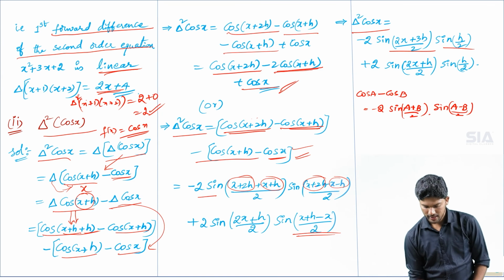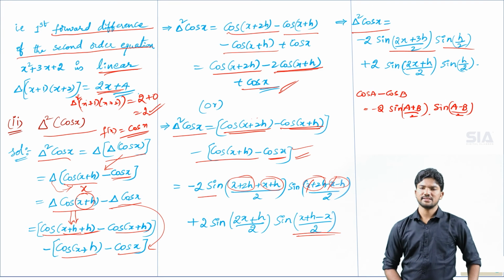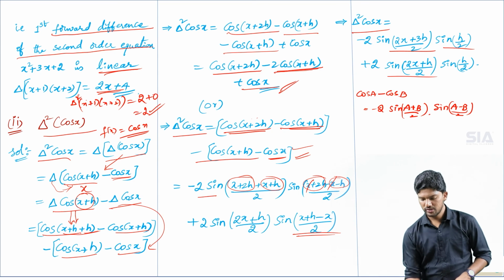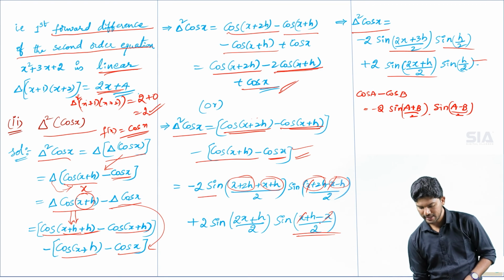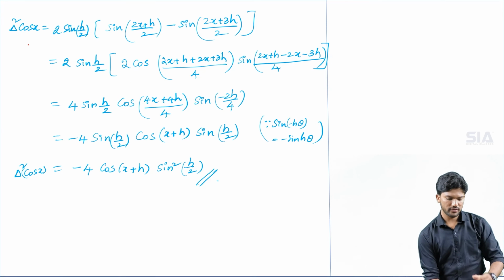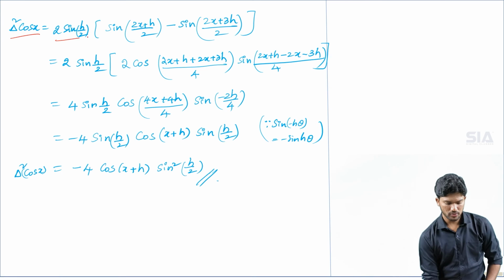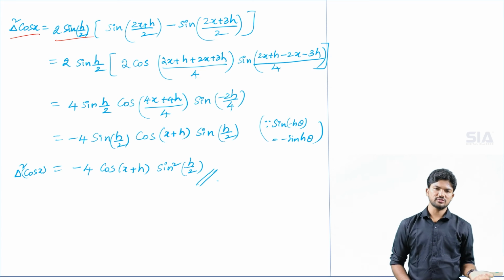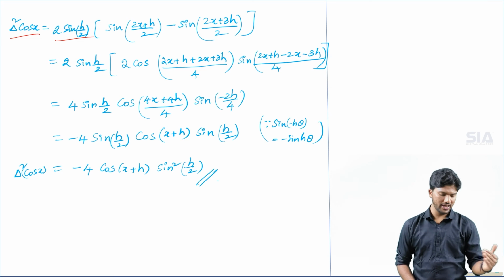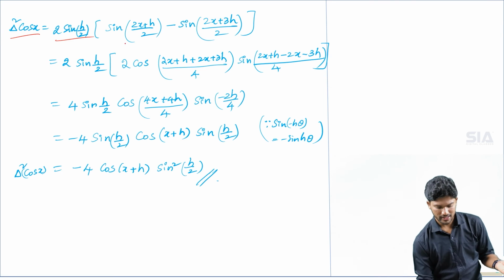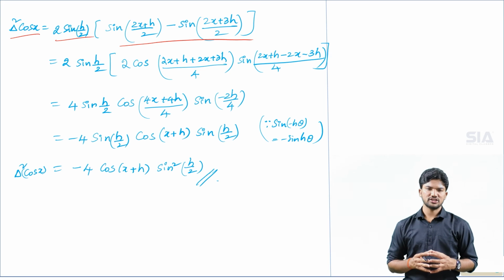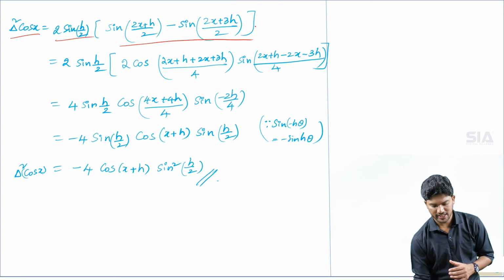Why? Because here plus x minus x will get cancelled, and plus 2 sin (2x plus h by 2) into sin h by 2. Here also plus x minus x will get cancelled. The remaining terms only we are writing there. So therefore del square cos x is equal to 2 into sin h by 2. In those terms you have sin h by 2 common and 2 also common. Take 2 into sin h by 2 common, then the remaining terms are in this format: sin (2x plus h by 2) minus sin (2x plus 3h by 2).